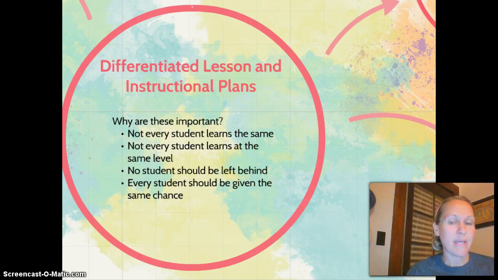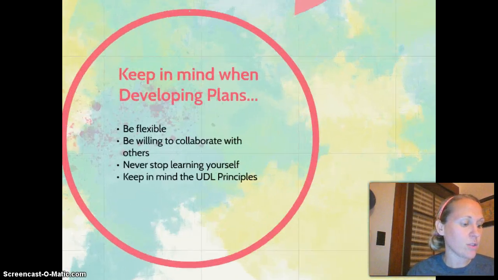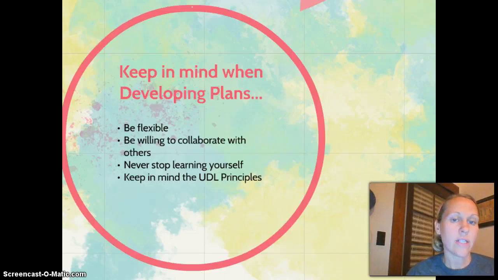The student might come in and be having a really bad day or really emotional. So we as teachers have to realize our lesson plans can't be set in stone. We have to be able to adjust those plans to meet the needs of each individual student in our classroom.